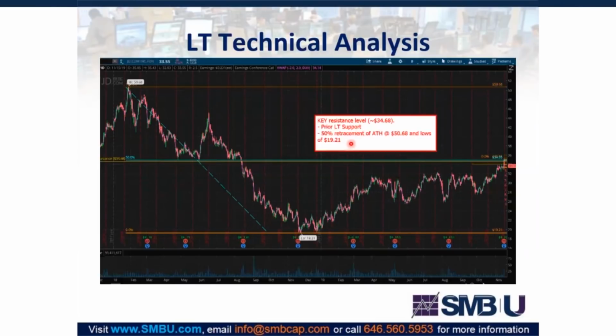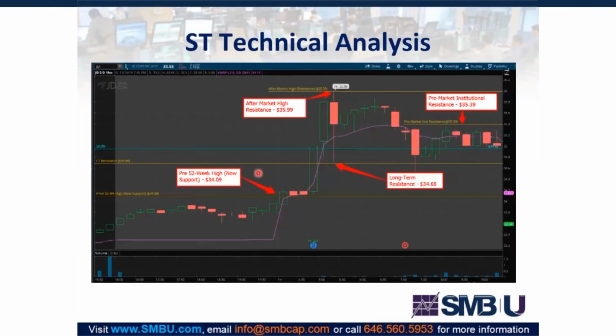And what did I have? Oh, and just the 50% retracement from the all-time highs to the lows, from 58.68 down to 19.21. So next slide's got the short-term technicals.